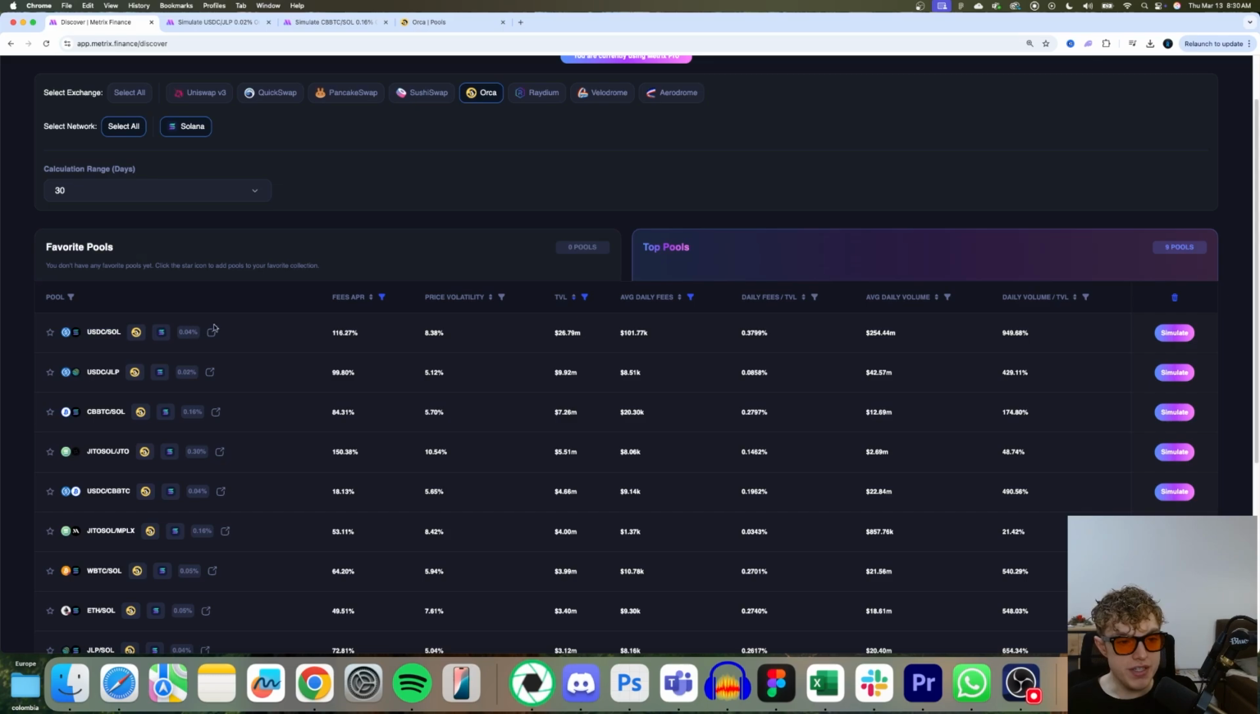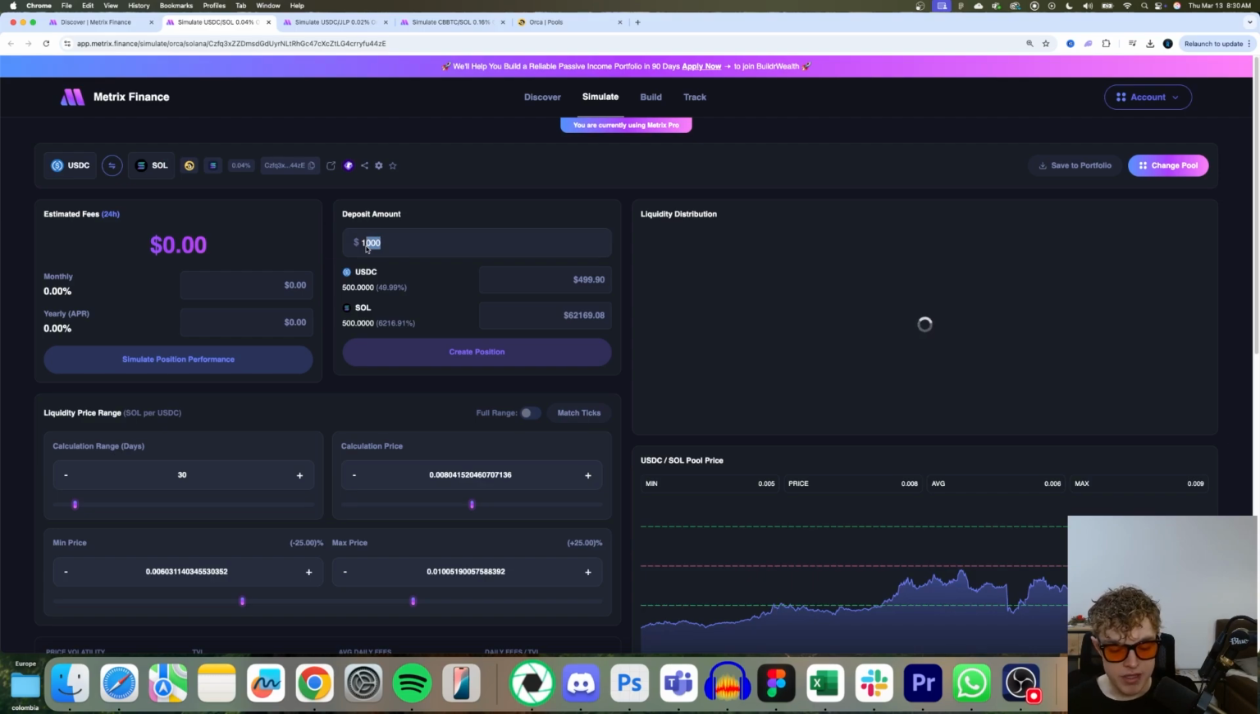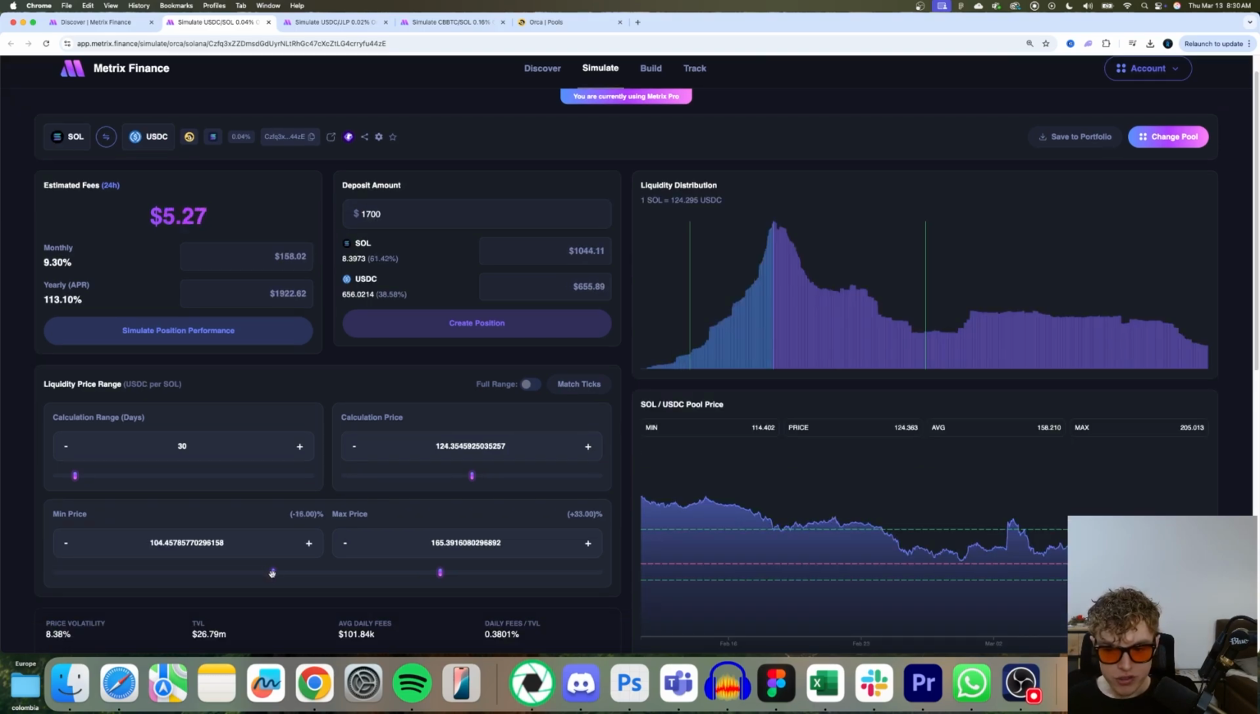So I'm going to look at the USDC to Solana position and simulate it in a new tab. I've been in this position many times before, so I'll quickly set the deposit amount. Let's go ahead and find a range. It's crazy how low Solana has been recently. Wow. With a min price of 104 and max price of 193, we're looking at about 86% APR.